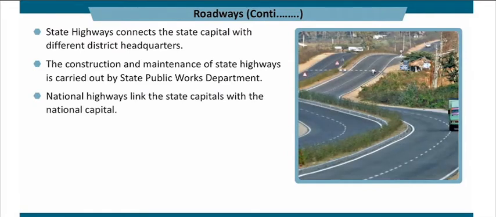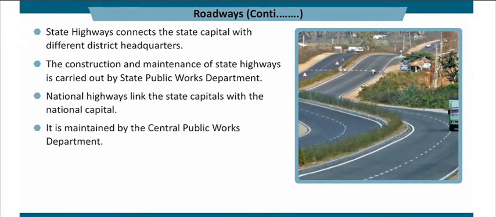National highways link the state capitals with the national capital. It is maintained by the Central Public Works Department. It runs to a distance of 70,548 kilometers. For instance, NH47 is a national highway connecting Tamil Nadu and Kerala.